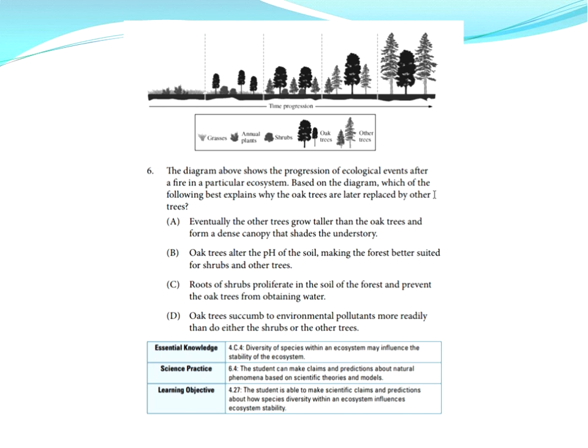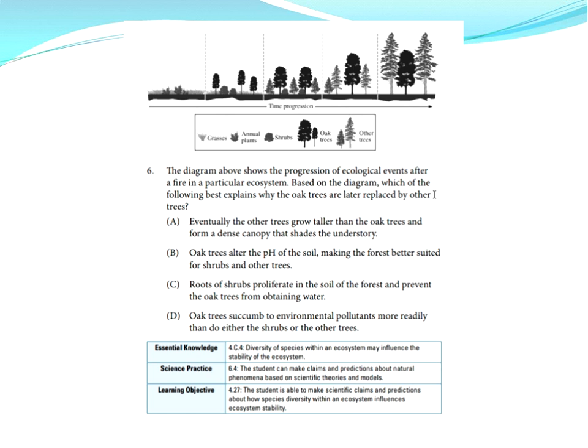There's not enough information to be D. Succumbing to environmental pollutants more readily, that's a subjective thing. That's not anything we could determine based on this. So it's got to be A. The other trees grow taller than the oak trees and form a dense canopy. So the other trees are these big ones right here.